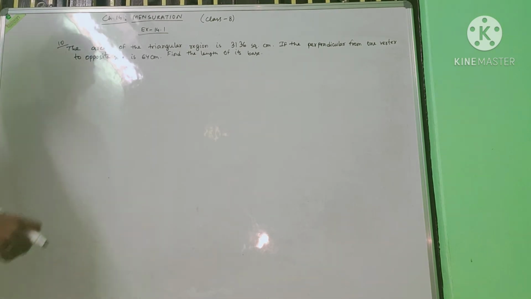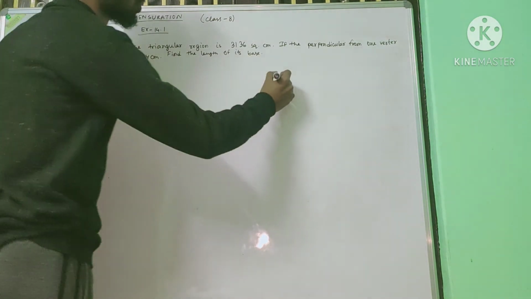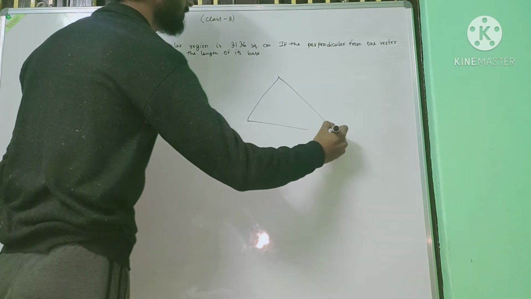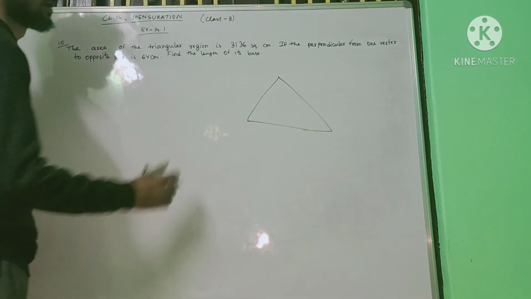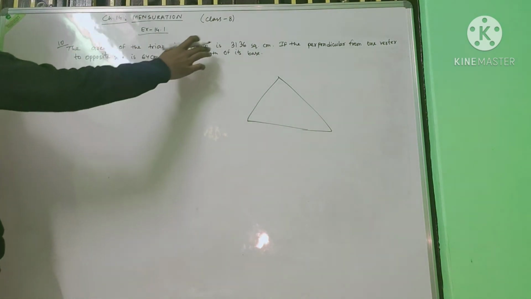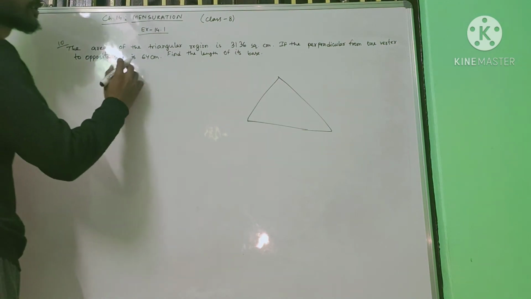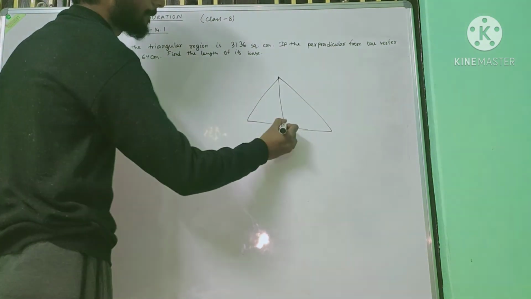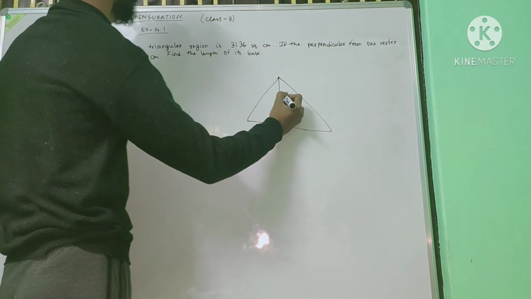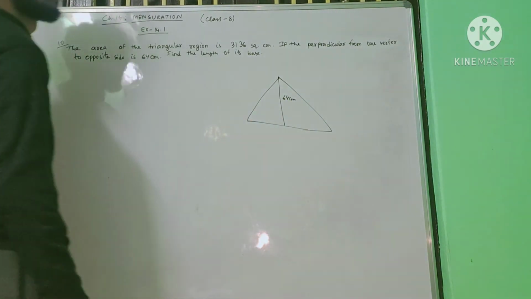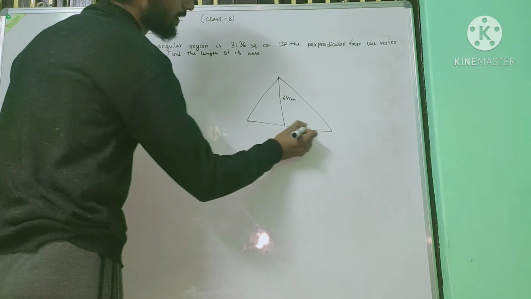Now in the next question, we can see that the area of the triangular region is 3136 square centimeter. If the perpendicular from one vertex to the opposite side is 64 centimeter, find the length of its base. So we can draw our triangular region, that means a triangle. Now what is given? The area is given, which is 3136. If we draw a perpendicular line from one vertex to the opposite side, it will be 64 centimeter, and we have to find the base.